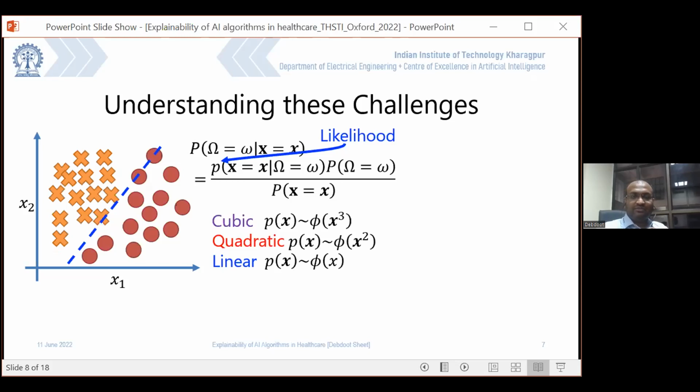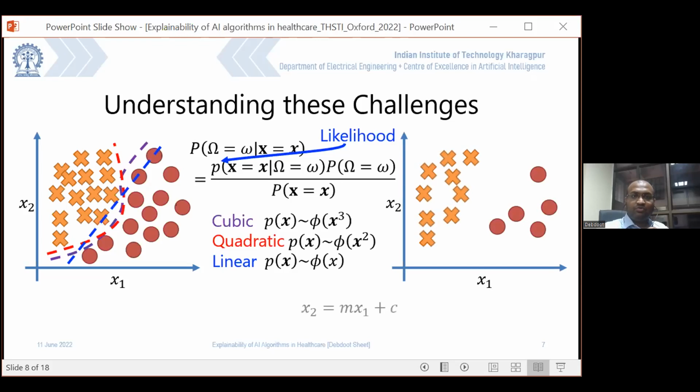So going from here, the main problem is that there can be multiple solutions, multiple models: different models with different orders of free variables. And all of them are almost going to give you the same kind of fit and the same kind of performance on the validation set itself.